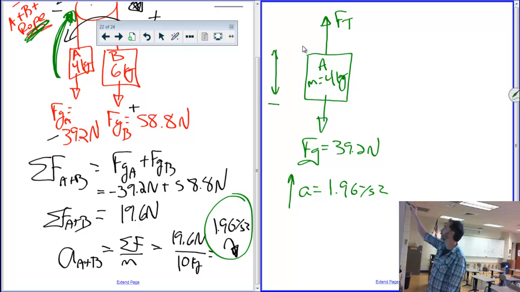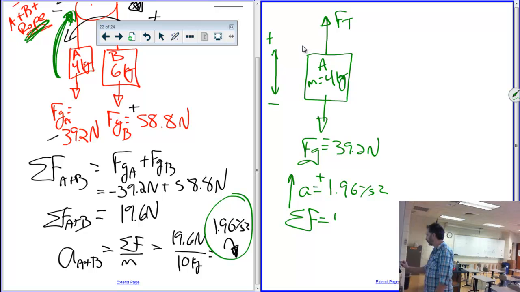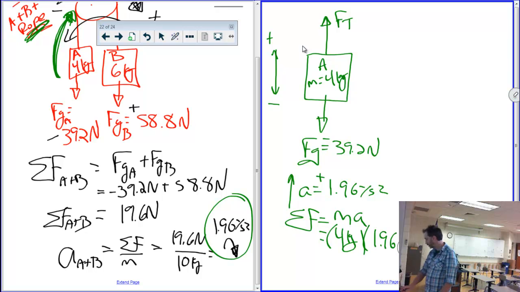So let's revert back to our usual sign convention. Let's make this way negative and this way positive. So this force of gravity is negative. That means my tension force is going to be positive. My acceleration is positive. Oh, I know my acceleration, so I should find my net force. That's mass times acceleration. So this thing had a mass of 4 kilograms. Acceleration is 1.96 newtons. No, it isn't. It's 1.96 meters a second squared. So multiply this and you get 7.84 newtons.